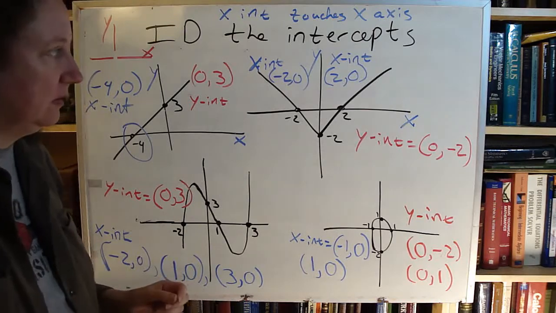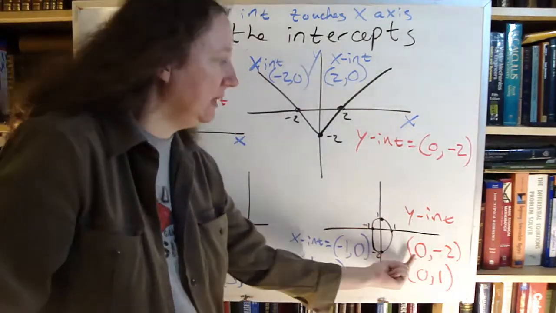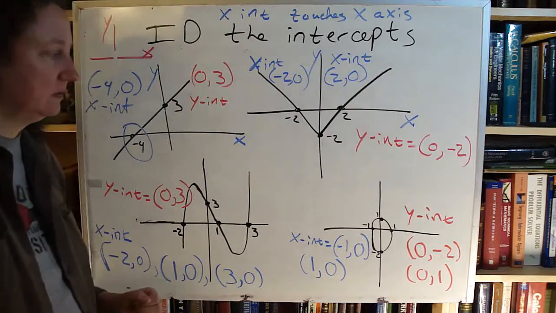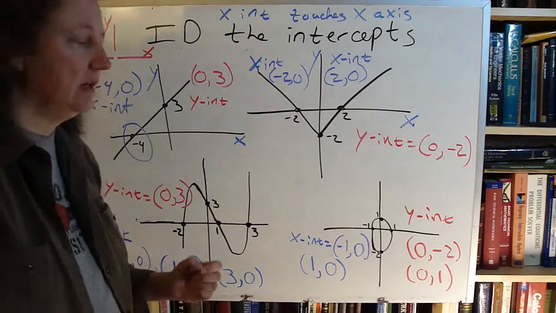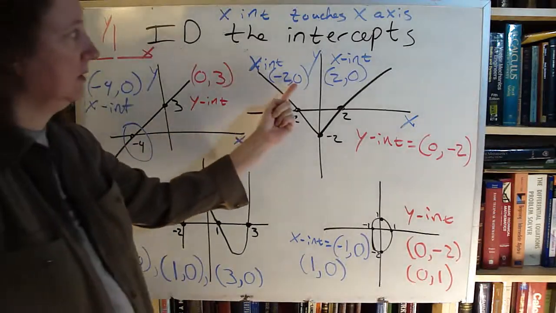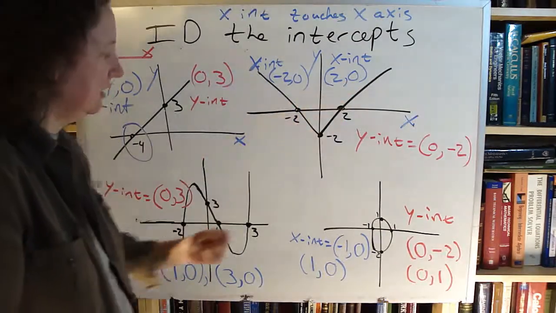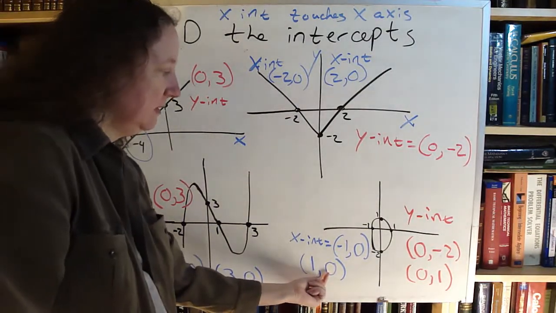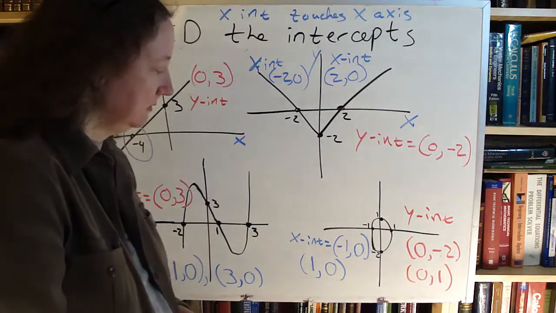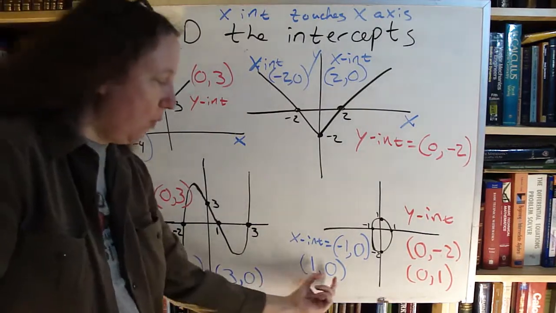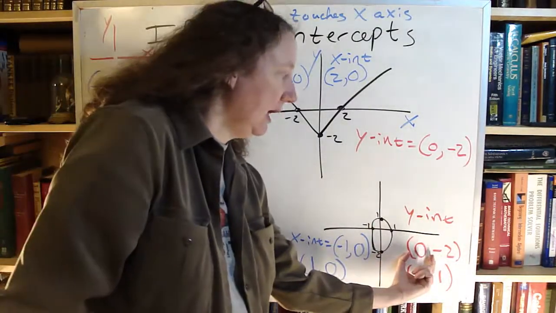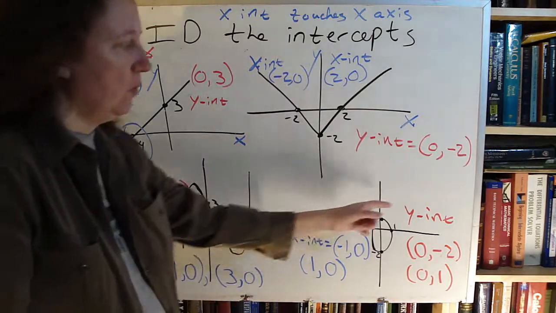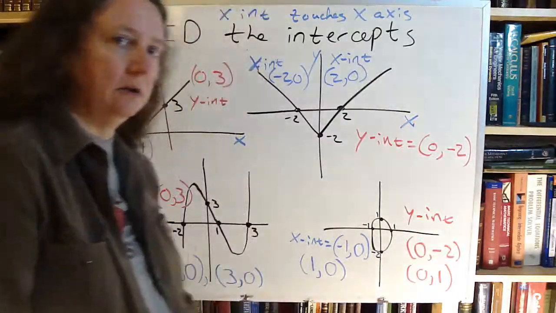So a pattern to notice. Each and every one of my y-intercepts, the x value is 0. Each and every one of my x-intercepts, look at the y value, the second number. Notice that each and every one of them, the second number is 0. So my x-intercept, y equals 0. My y-intercept, x equals 0. So for an x-intercept, you're trying to find out what is the number I want to use for x. For the y-intercept, you're trying to figure out what is the number I want to use for y. The other number is 0.